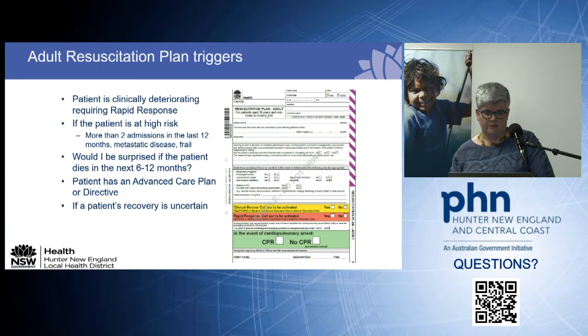So when a person comes to hospital, we actually fill out this form on the right, which is called an adult resuscitation plan. So we use the advanced care plans and the advanced care directive and the documentation that we receive from the aged care facility, and we fill out this form, so a separate process. And if someone hasn't got any of that documentation, we're still meant to fill it out anyway.